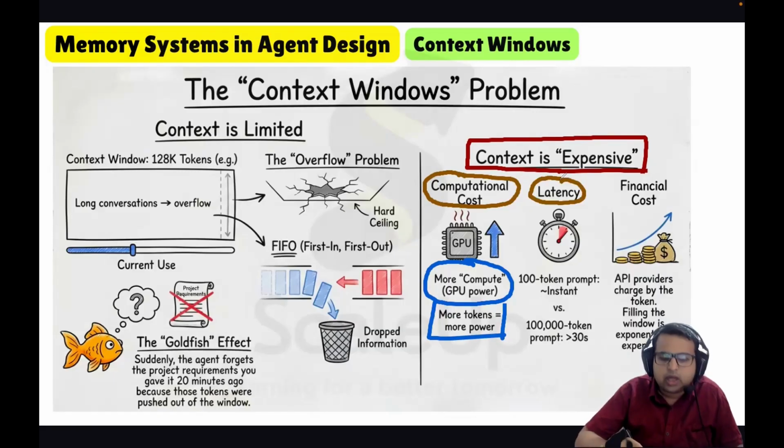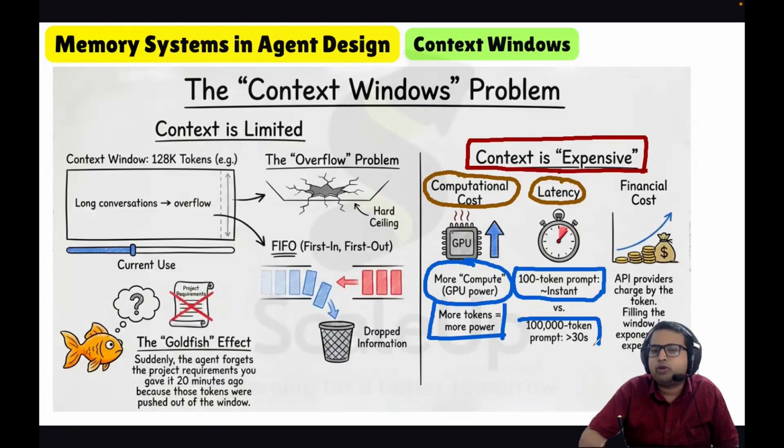Latency. A 100 token prompt is nearly instant, but a 100K token prompt can take over 30 seconds to process. The idea is that as we keep on increasing the context window, the latency will increase. Just imagine a 100 token prompt. Definitely it will be very fast. We will get an instant result. But for 100K tokens, it will take a lot of time to process. So latency will come into the picture.